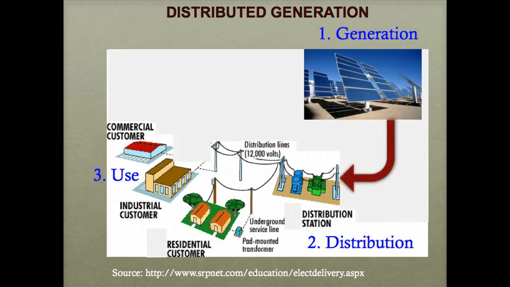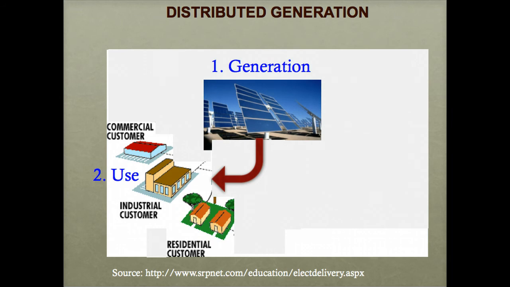Distributed generation cuts out the transmission step and either goes directly from generation to distribution or directly from generation to use, depending on how big the generator is and which end user type is receiving the electricity. For example, an industrial consumer would require a larger distributed generator with a small distribution network, while a residential consumer would have the generator at the point of use with no need for distribution wires.